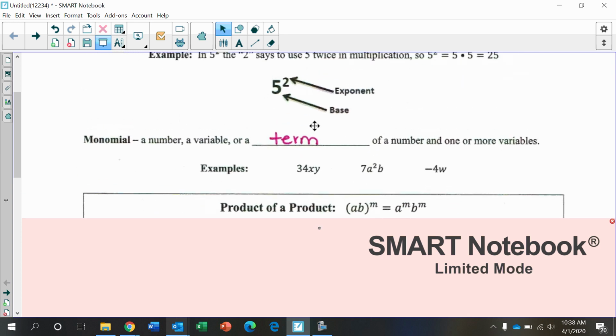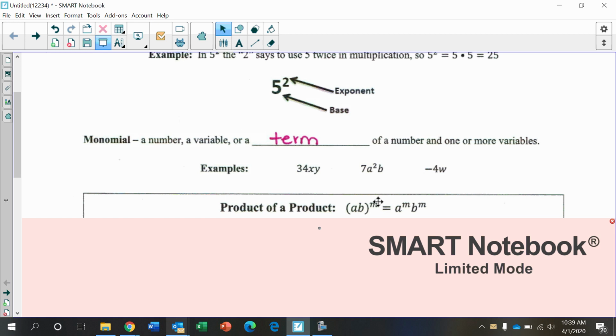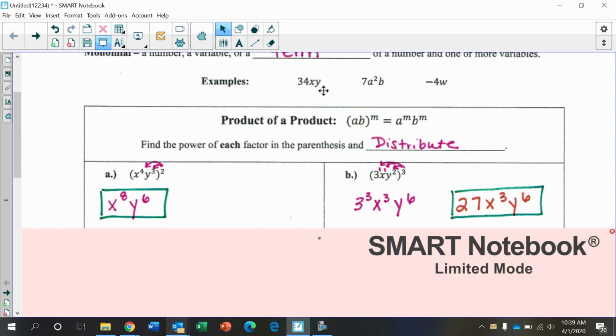Okay, so when we have parentheses, let's talk about this. When we're multiplying exponents, we added them yesterday. If we are dividing exponents, we're really subtracting them. Whenever we have parentheses, what we're doing is distributing. It goes to each one. Okay, distribute.